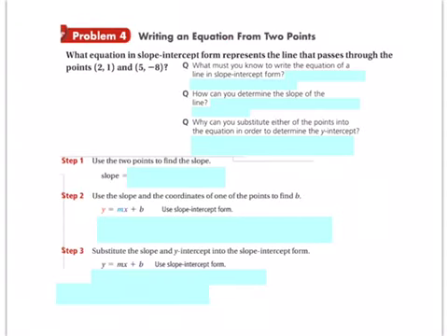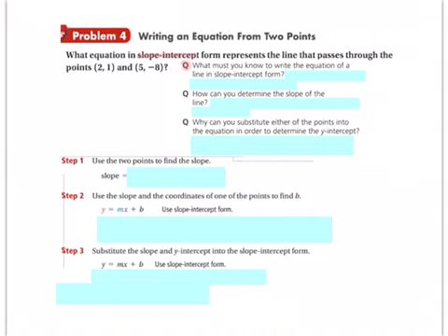So this is problem 4. We're writing an equation from 2 points. And so this is something we did not do last class. It says, what equation in slope-intercept form represents the line that passes through the points? And it gives me 2 points. So it's kind of guiding me here.